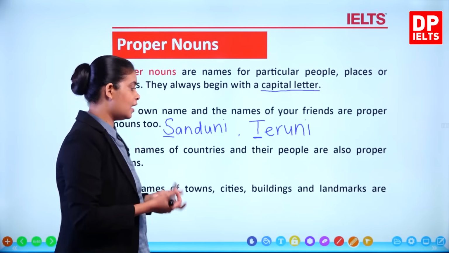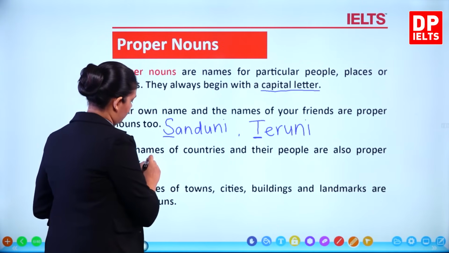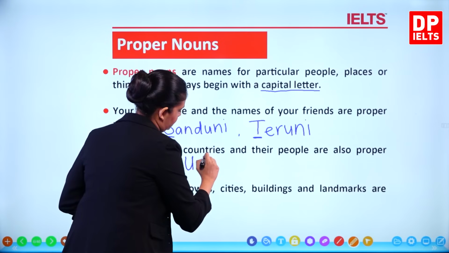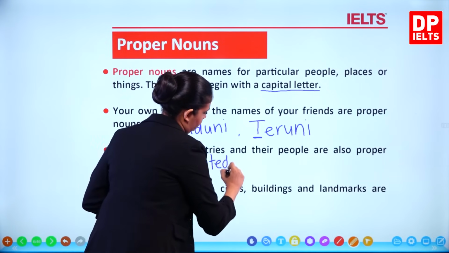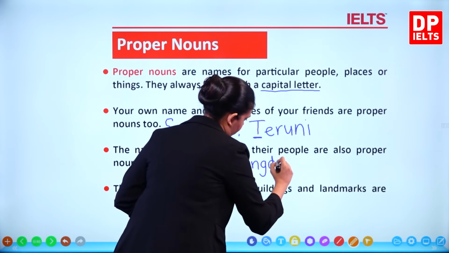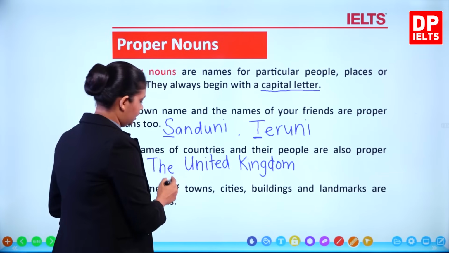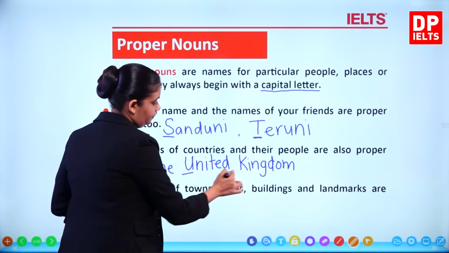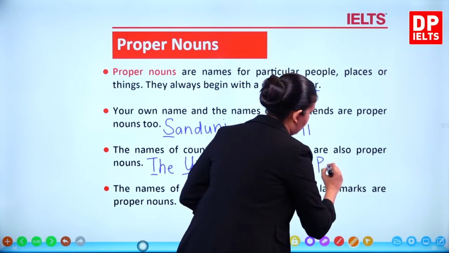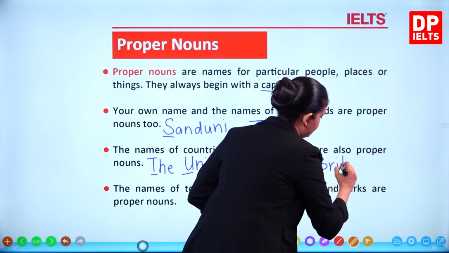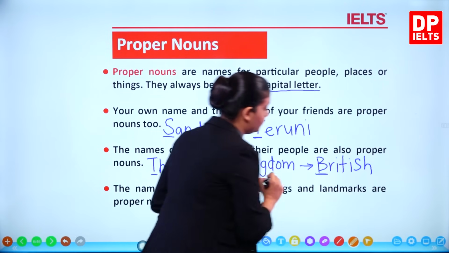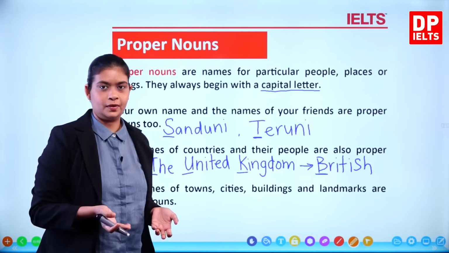So for example, the people who live in the United Kingdom. The country is the United Kingdom. Okay. The people who live in it, they are known as British people. So B is capital. Okay.